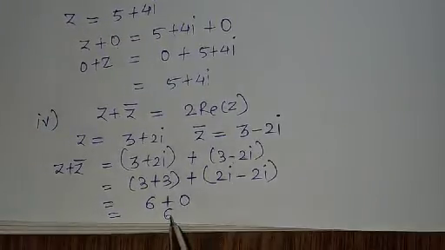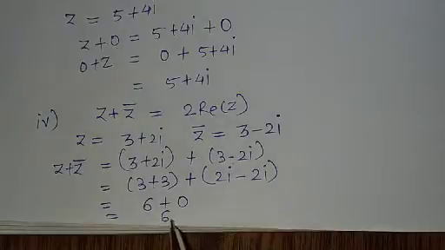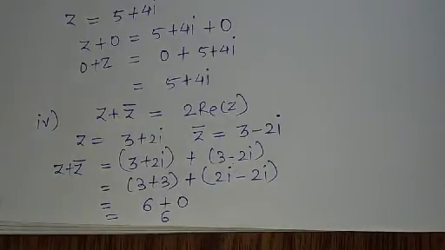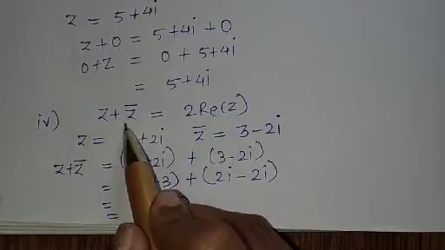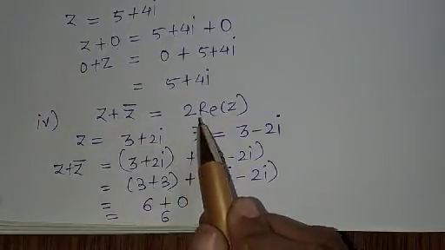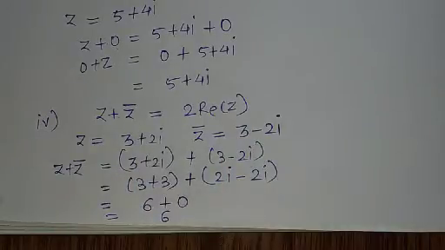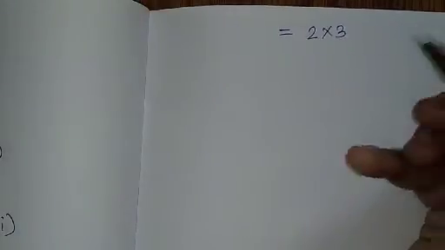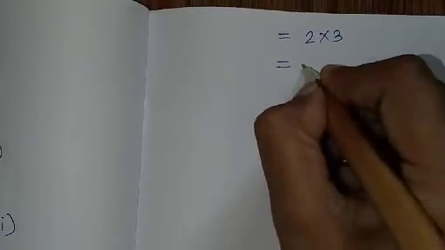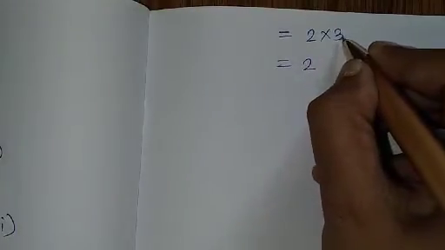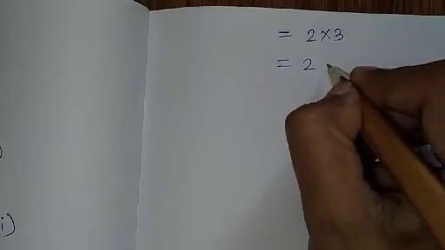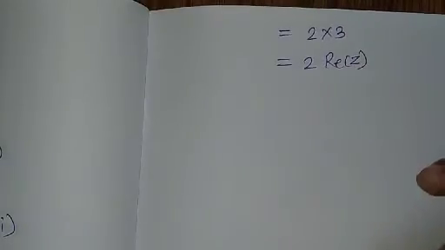So simply, we get here only one real number, that is 6, and from the above property, Z plus Z bar is nothing but 2 into the real part of Z. So LHS is equal to 6. Now for RHS, consider this 6 can be written as 2 into 3. So here 2 into 3 is nothing but 2 into the real part of z.